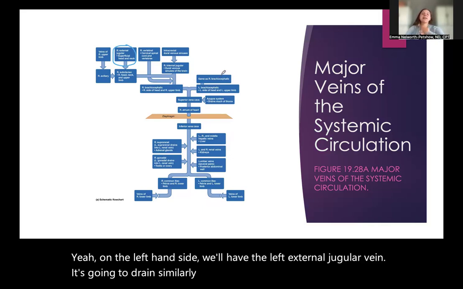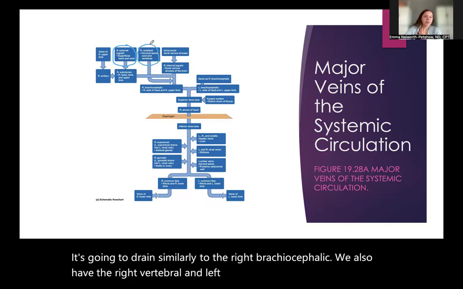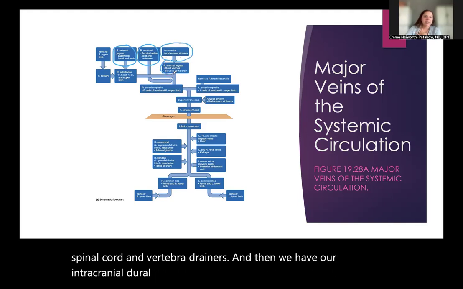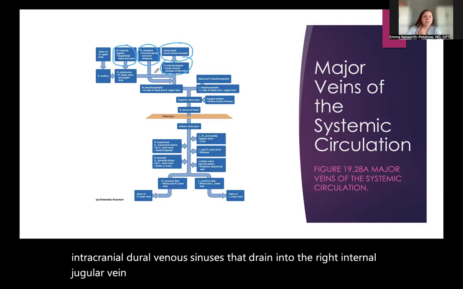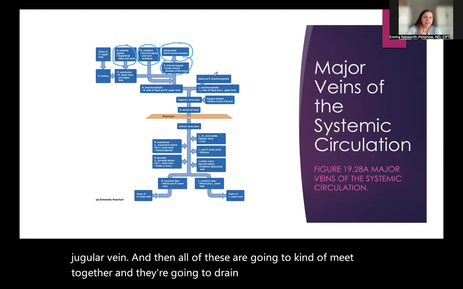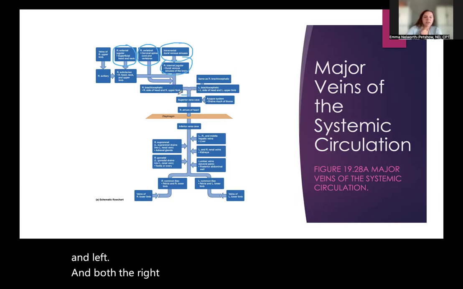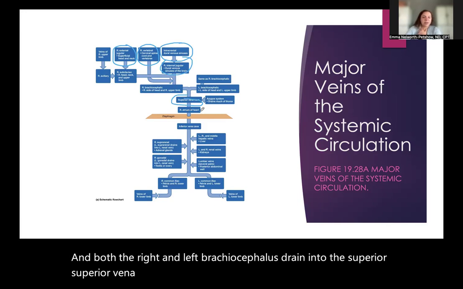We also have the right vertebral and left vertebral veins. These are cervical, spinal cord, and vertebra drainers. And then we have our intracranial dural venous sinuses that drain into the right internal jugular vein. All of these are going to meet together and drain into the right brachiocephalic, and the left looks the same as the right. Both the right and left brachiocephalic drain into the superior vena cava, which then drains into the right atrium of the heart.